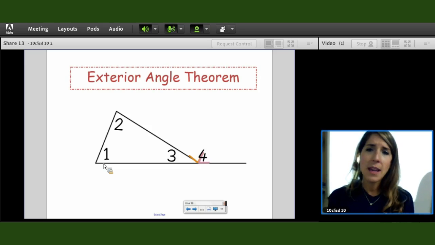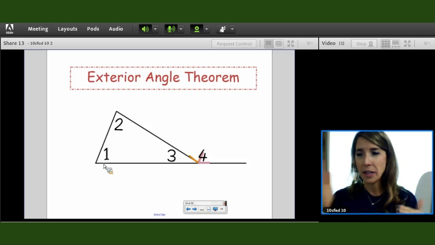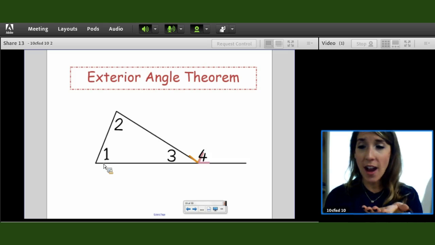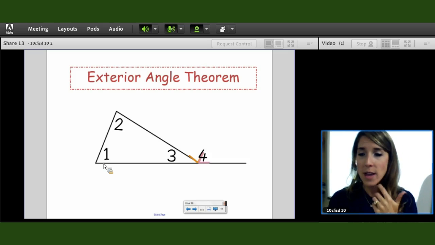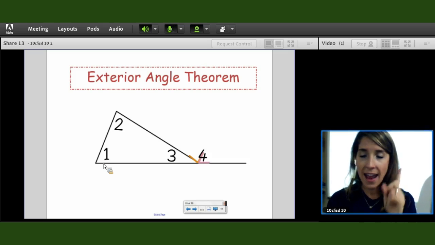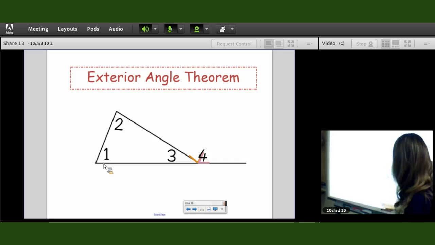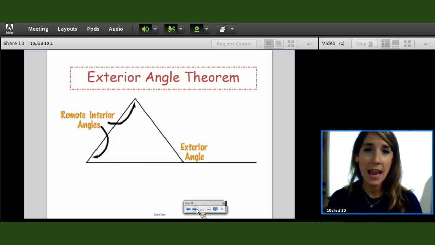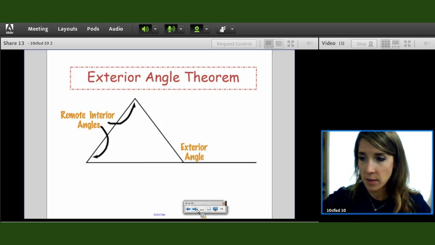This is an awesome shortcut because we could find angle 4 either way, right? We could find angle 3 with triangle sum theorem, and then we could do linear pair, but that would take like 4 steps. Instead, we can use this handy-dandy exterior angle theorem, and we can find the measure of angle 4 with 1 step. You add angle 1 and angle 2. In order to talk about those angles, we need to give them names. So go ahead and write down the names of those angles.